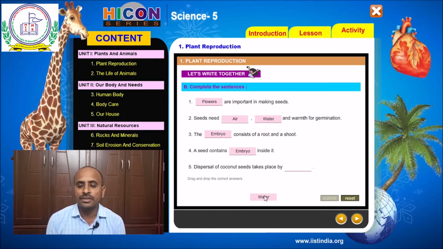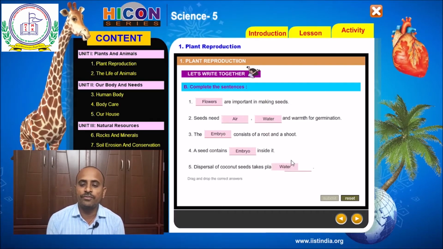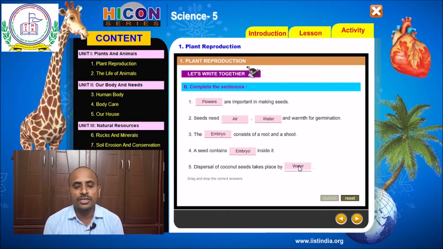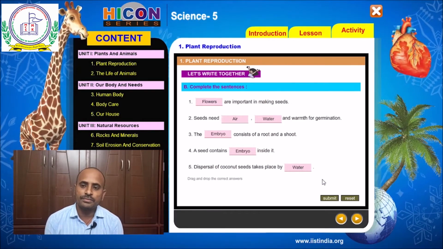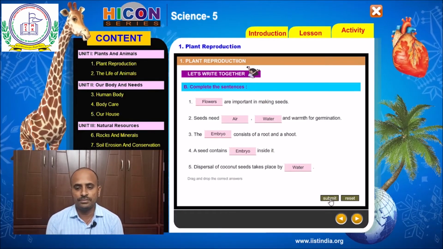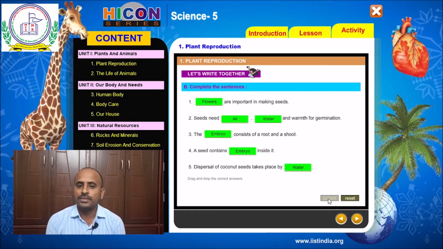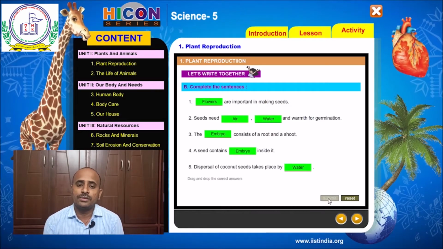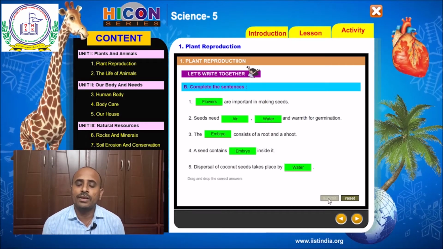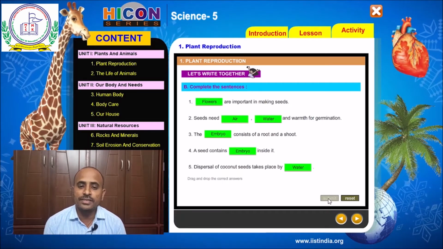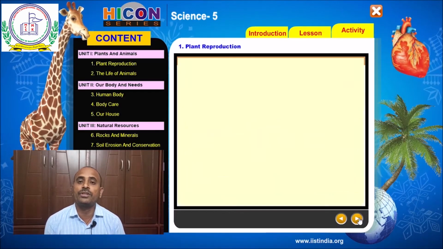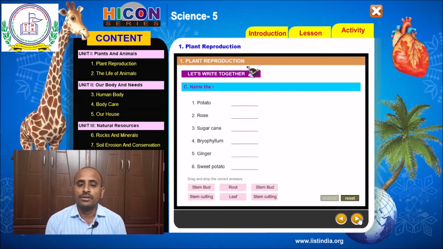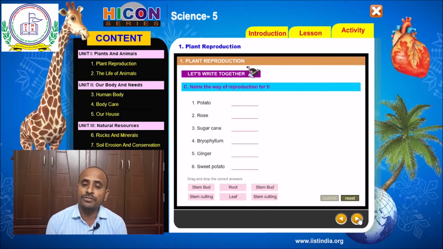So children, these are the answers for the 5 sentences. So children, note down these sentences in your notebook. Children, so the next activity in the exercise is name the way of reproduction for the following.